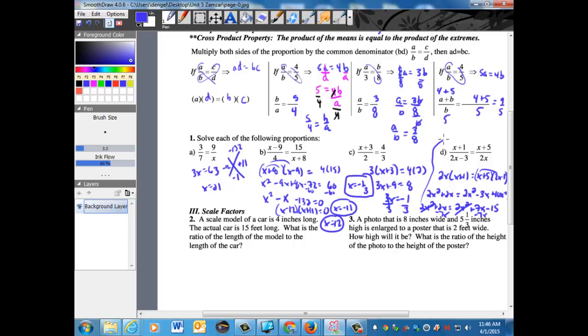And let's take this problem up here. We get negative 5x equals negative 15. Divided by negative 5, x is equal to 3.